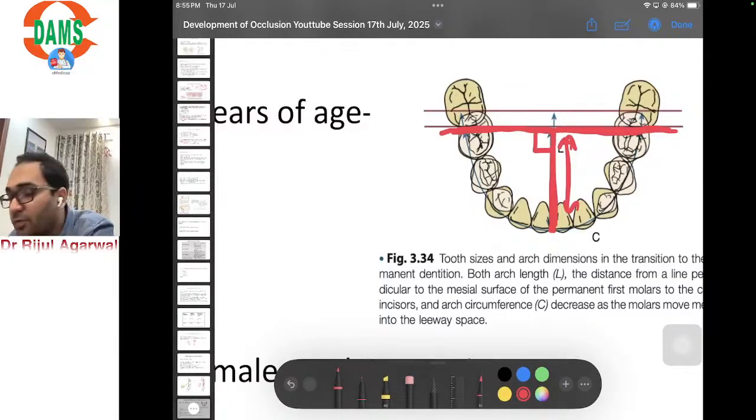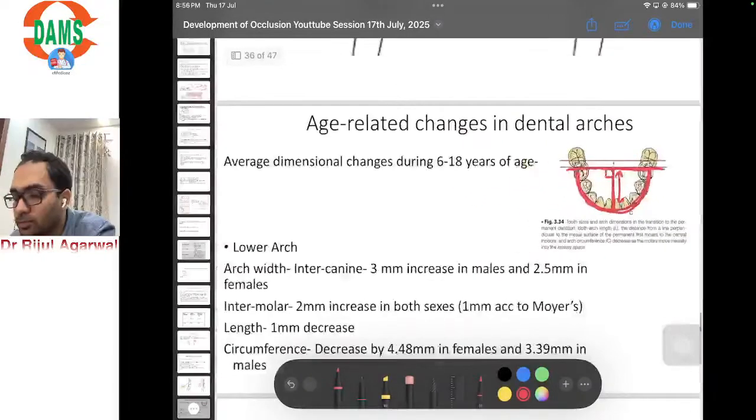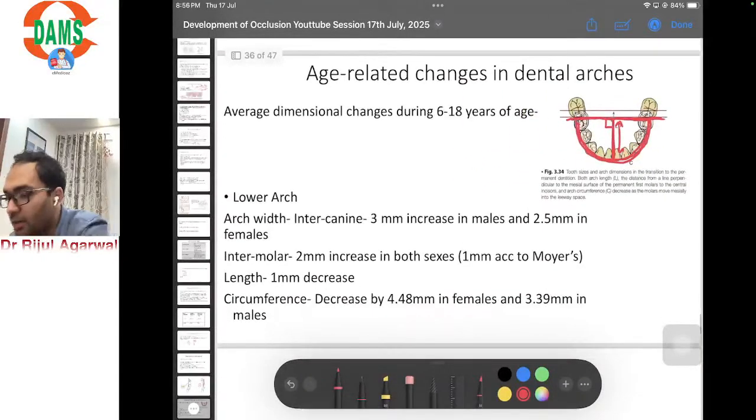And arch circumference is when you place a brass wire from the mesial margin of the lower 6 from one side to the other side. This is the arch circumference. Arch width is measured when you keep a divider from the central fossa of the lower 6 to the central fossa of the other side.